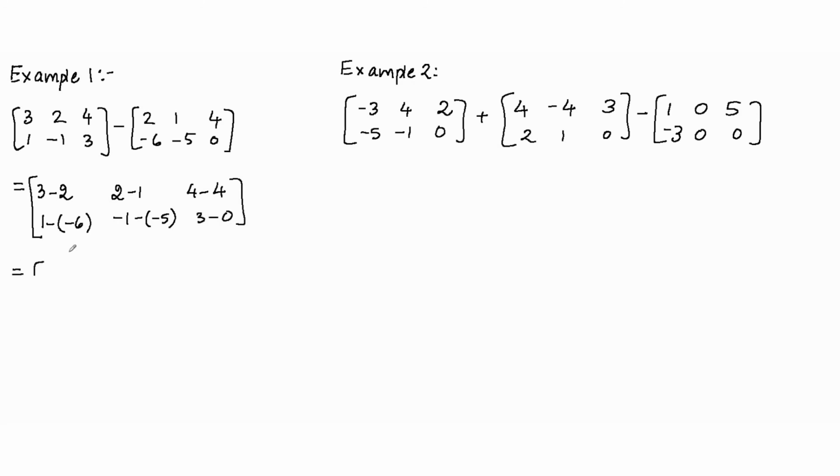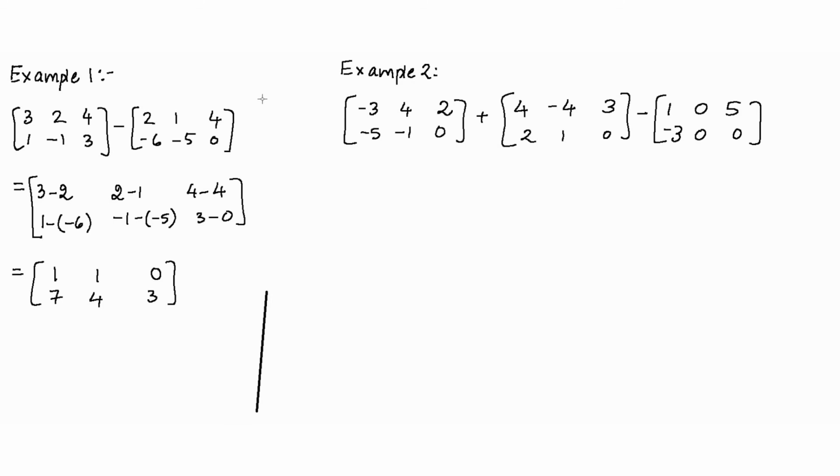So therefore what I get is 3 minus 2 is 1, 2 minus 1 is 1, 4 minus 4 is 0. This is 1 plus 6, which is 7. This is minus 1 plus 5, which is 4. And 3 minus 0 is 3. And therefore the order of the resulting matrix is the same as the order of the two matrices. And this is how we will perform the operation of subtraction.